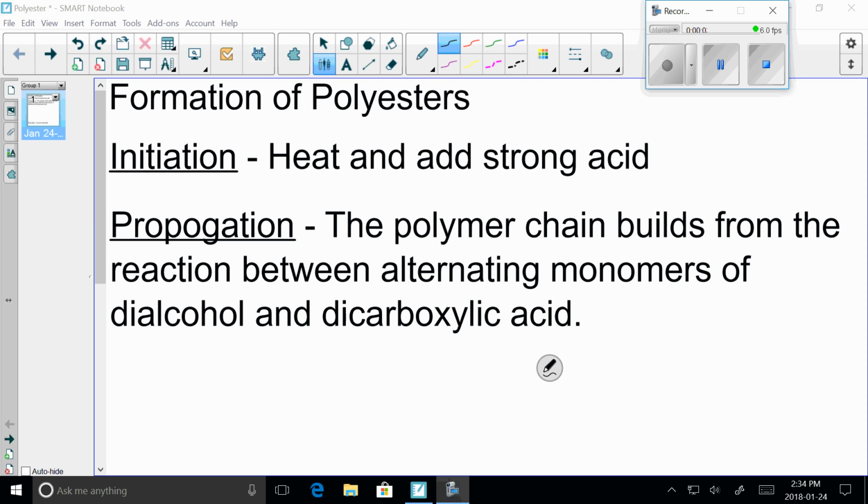This is the formation of a polyester. We begin with the initiation step, which is simply to heat and add a strong acid. Step 2, propagation. We're going to show 3 propagational steps. This is where the polymer chain builds from the reaction between alternating dialcohols and dicarboxylic acids.